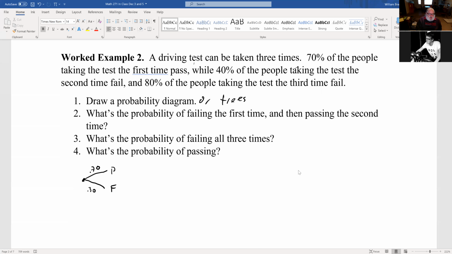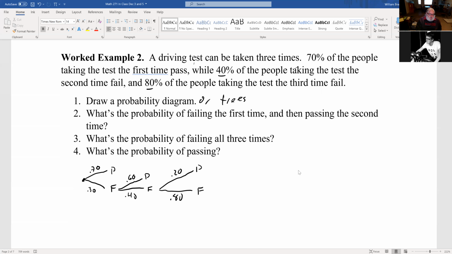Okay. After you've taken the test the first time, if you pass, you're done. The second time, you can take it again, and you can pass or you can fail. 40% of people taking this test the second time fail, so 40% and 60%. And you can take the test a third time. 80% of people who take it the third time fail, which means that 20% of the people who take it the third time pass. So this is a probability tree.